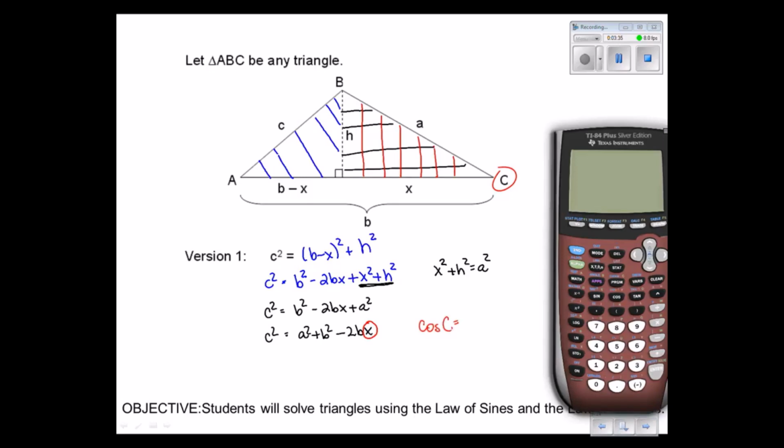Cosine of angle C is the adjacent over the hypotenuse. The adjacent would be X, the hypotenuse would be A. If I solve that for X, I'll have A times the cosine of C, and there's your formula. So A squared plus B squared minus 2AB times the cosine of C gives me a way to find the measure of the side across from angle C.